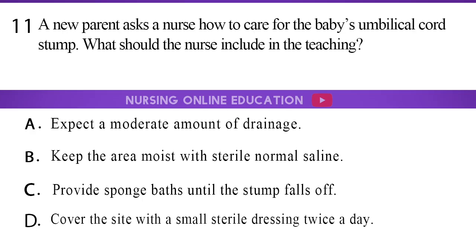11. A new parent asks a nurse how to care for the baby's umbilical cord stump. What should the nurse include in the teaching? A. Expect a moderate amount of drainage. B. Keep the area moist with sterile normal saline. C. Provide sponge baths until the stump falls off. D. Cover the site with a small sterile dressing twice a day. The answer is option C. Provide sponge baths until the stump falls off.